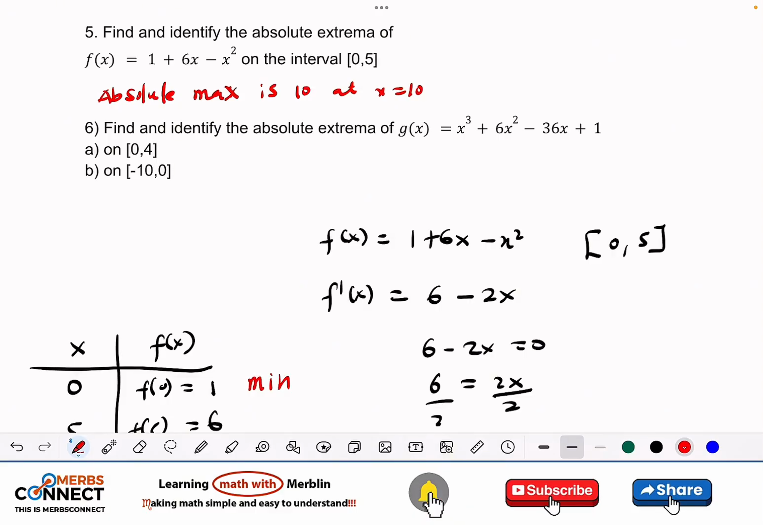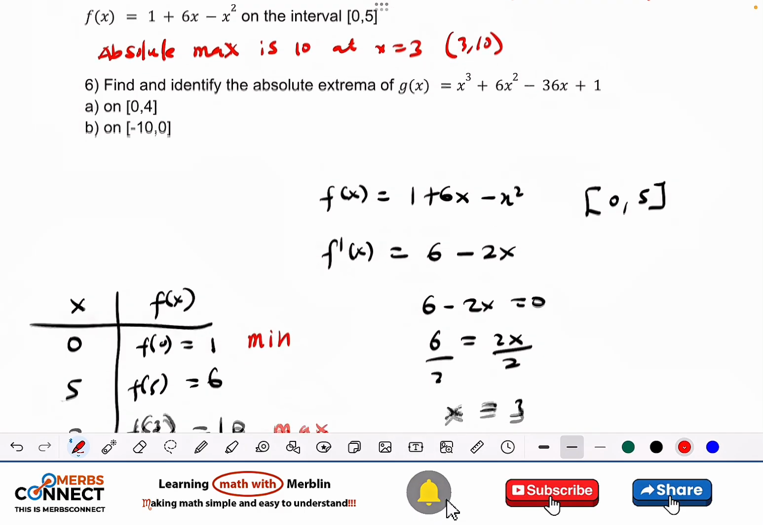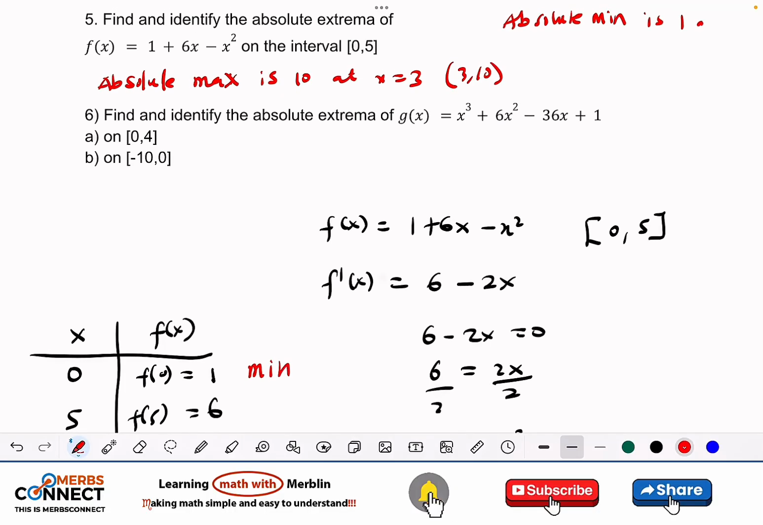If they need it in the interval form, then you can write it as 3 and 10. What is the absolute minimum? So the absolute minimum is 1 at s equal to 0. If it is interval form, you can write 0 and 1. So that is the first one.